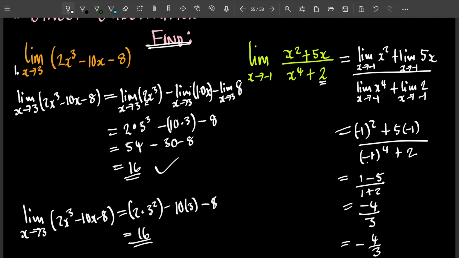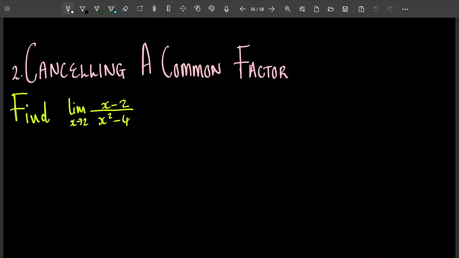But if it makes the denominator 0, then we start applying the techniques. Let's see them. First one, here we have a function: the limit as x approaches 2 of x squared minus 4. So what would happen if I put in x approaching 2? What will happen if I put 2 in the denominator? It becomes 2 squared minus 4.